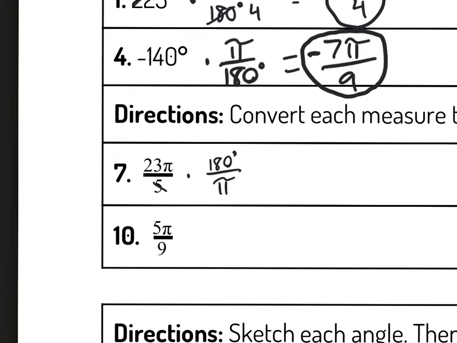Okay, the 5 and the 180, that will become a 36. That will become a 1. This pi and this pi will cancel out. So we have 23 times 36, which is 828 degrees over 1. So it's just 828 degrees.